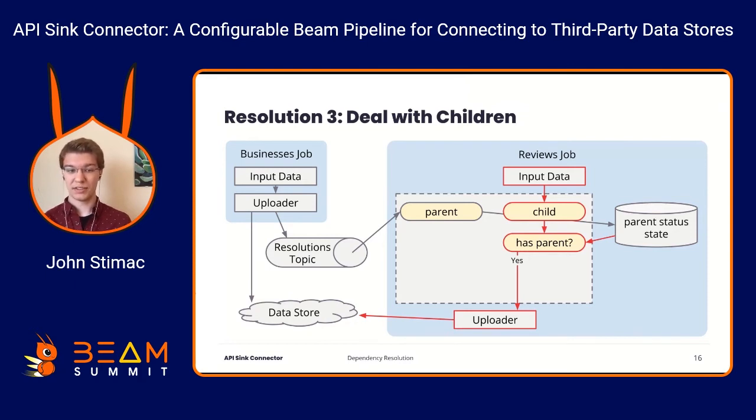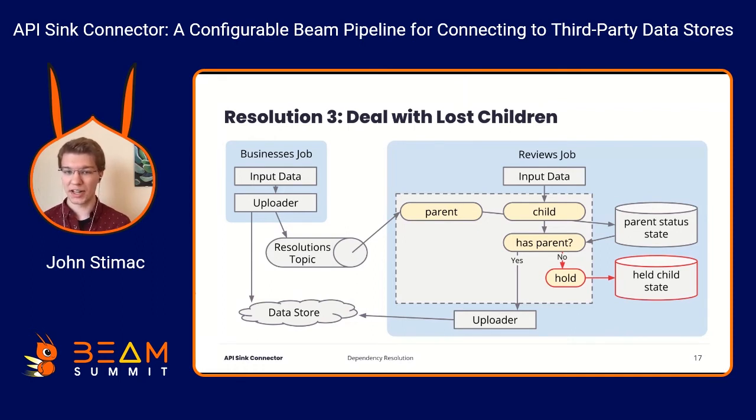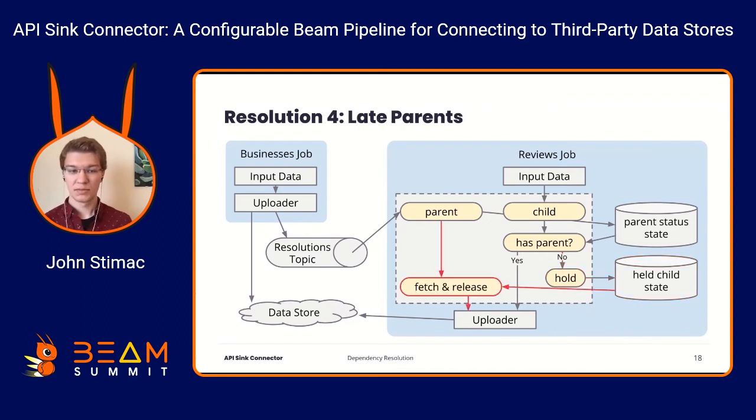But if there is no parent for this review, then what we need to do is take this review and hold it until the parent arrives. So we send it to what we call a held child state. So that's just a bag state that's keyed by the parent ID that the child belongs to. But of course, we can't leave these children in this state forever. So when we eventually do see a resolution from their parent, we have to check whether any children are waiting on this parent. And then if there are, we can pull them out of the state and we can send them on to the uploader. So in this way, we can ensure that parents are always uploaded first and then their children get uploaded.